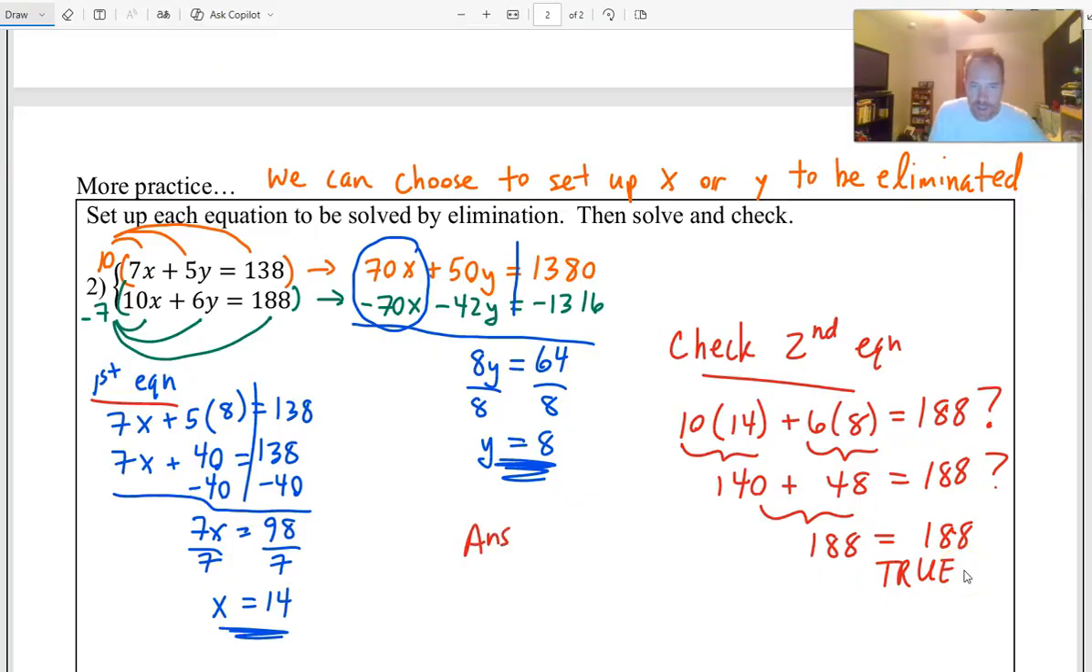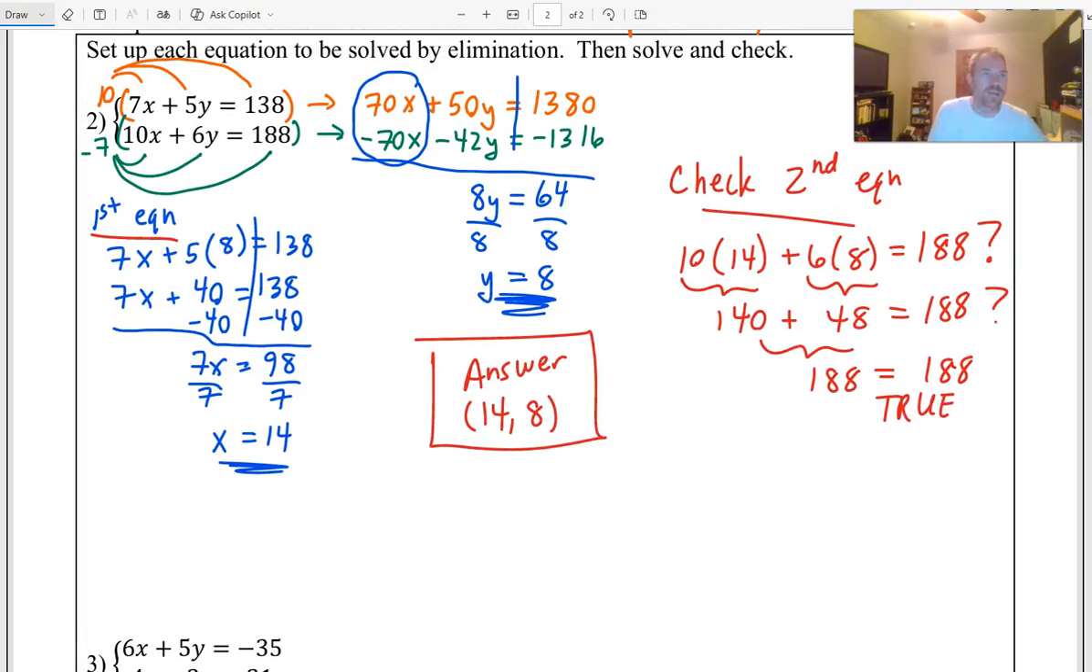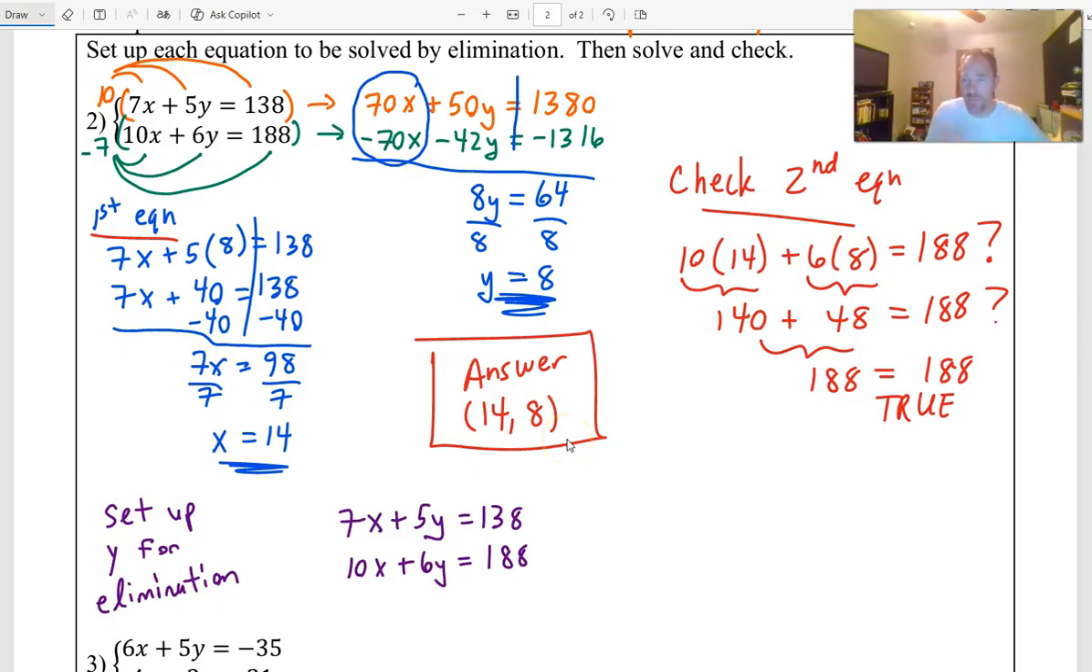So my final answer, just to make it clear for everybody, in coordinate form or ordered pair, 14 for x, 8 for y. Do I have space here? Yeah, so real quick, if you wanted to, again, you could set this up for y to be eliminated. I just chose x. But yeah, let me pause here real quick. So if you wanted to set y up for elimination, it's your choice. Maybe it just seems easier for you. But then I'm going to be looking at the coefficients of y. So I'll take the 6 as the coefficient from the second equation. I'll multiply that first equation by 6.